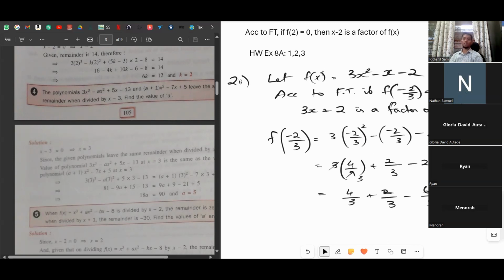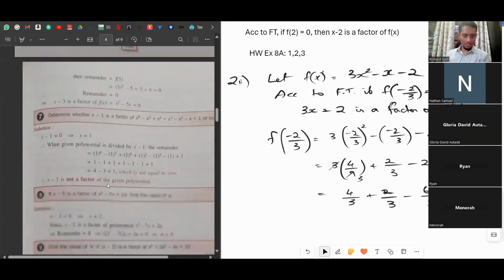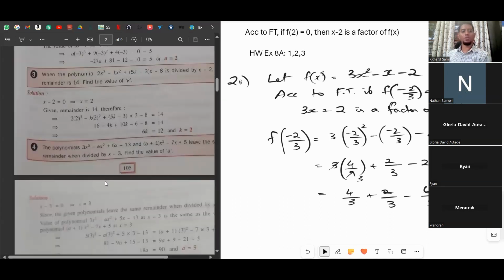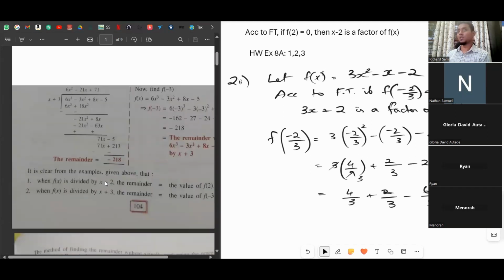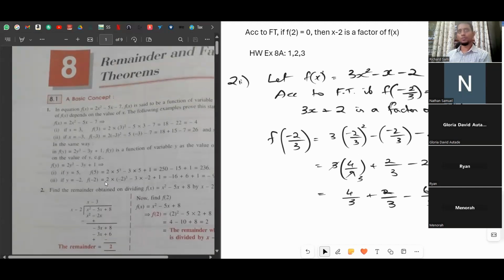Okay, got 0 or what, Aman? So then you can write, therefore, 3x plus 2 is a factor. Okay, as your final answer. Everyone got it? Okay, we'll end with this. Your homework is to do 1, 2, and 3. Okay, please do all of them, and I'll see you all tomorrow.